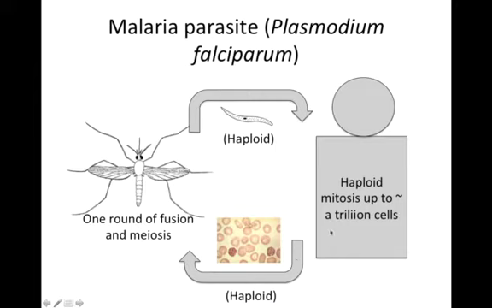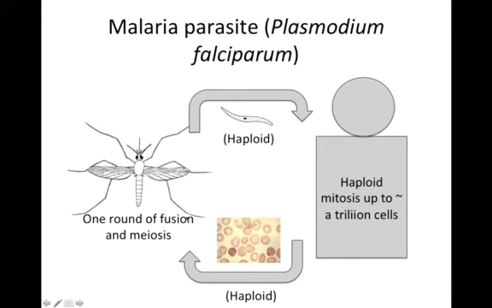So then the mosquito takes a blood meal from an infected human, and along with it takes many malaria parasites, all of which are also haploid. Okay, so all of this is haploid. This whole stage is haploid.